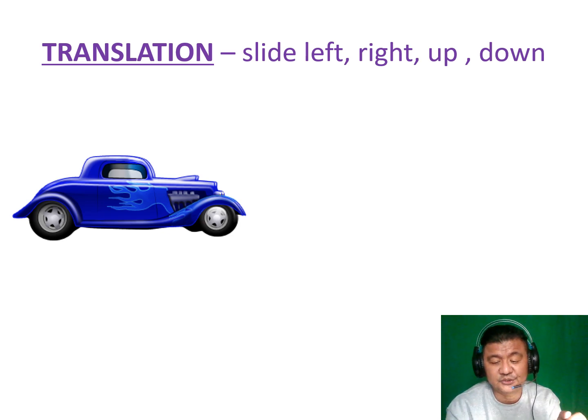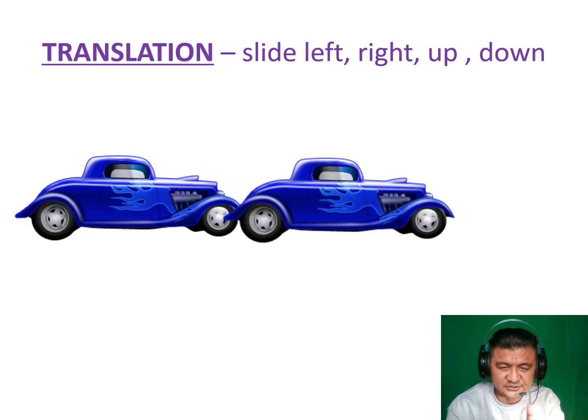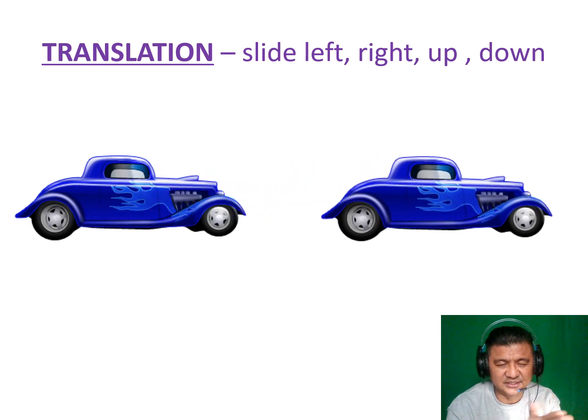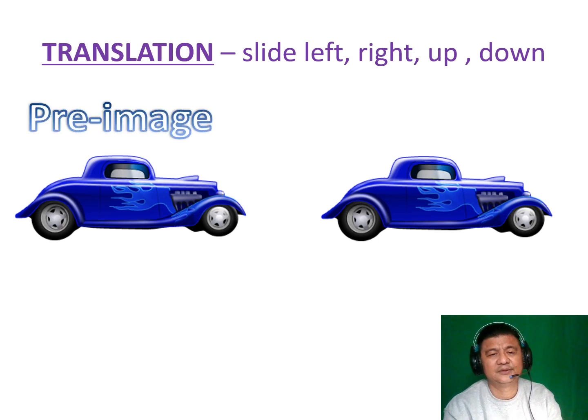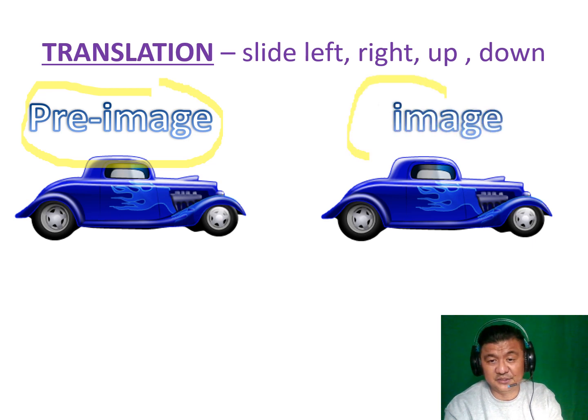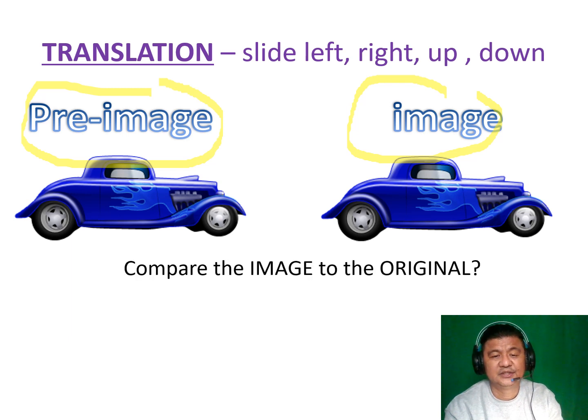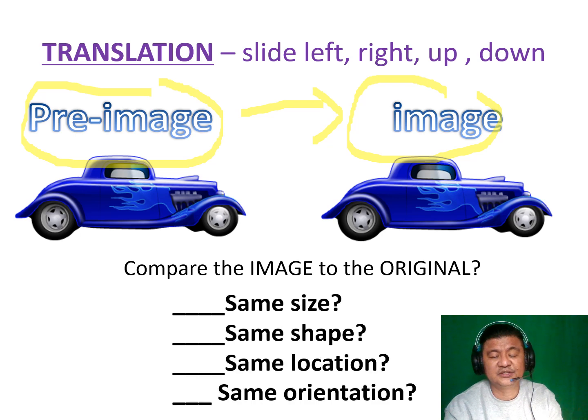So in translation, you either go to the left, to the right, up or down. Now look at this car. Let's slide it to the right. See that? We slid to the right. Now, you call the original the pre-image. The after effect is called the image. Again, remember that pre-image and image. Now, let's compare the pre-image to the image. These are the categories we want to compare.